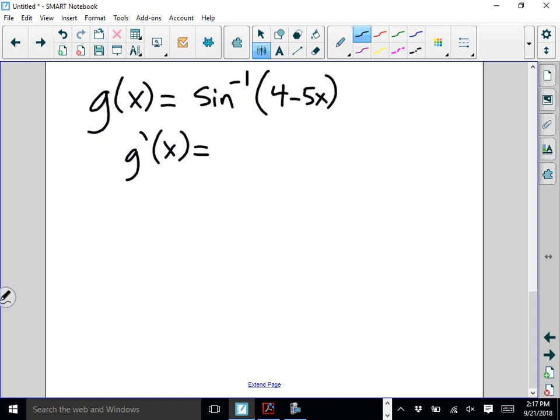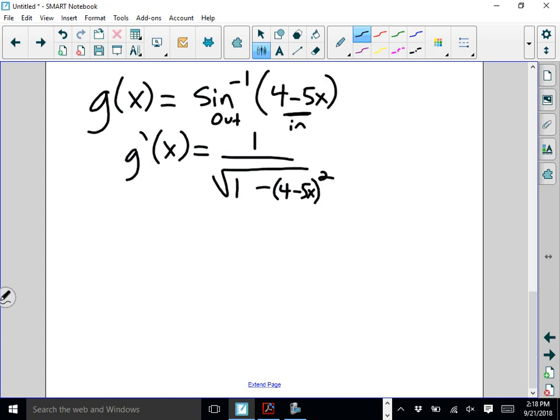All right, we're back. Here's what we're going to have. We're using, again, our inner function here, which is 4 minus 5x. This is our inner function. Our outer function is the arcsine. So we want to do the derivative of the outside with respect to the inside, and then we have to multiply by the derivative of the inside.